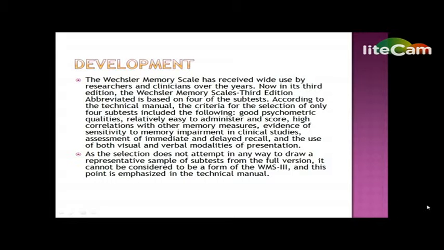It is in its 3rd edition. As far as the abbreviated part, according to the manual, the criteria for the selection of only 4 subtests was based on good psychometric qualities, relative ease in administering and scoring, high correlations with other memory measures, evidence of sensitivity to memory impairment in clinical studies, assessment of immediate and delayed recall, and the use of both visual and verbal modalities of presentation. Since the selection does not attempt in any way to draw a representative sample of subtests from the full version, it cannot be considered to be an actual form of the WMS-3, and this point is emphasized in the technical manual. So to avoid confusion or lawsuits, I'm sure.